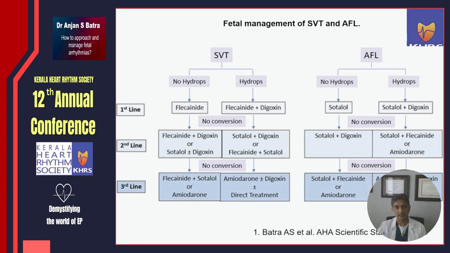For atrial flutter, sotalol is first line, and if sotalol doesn't work, you add flecainide, and again, amiodarone is a third line agent for treatment of both atrial flutter and SVT in fetuses. And again, you can look at these in more detail in the American Heart Association's scientific statement from 2024.